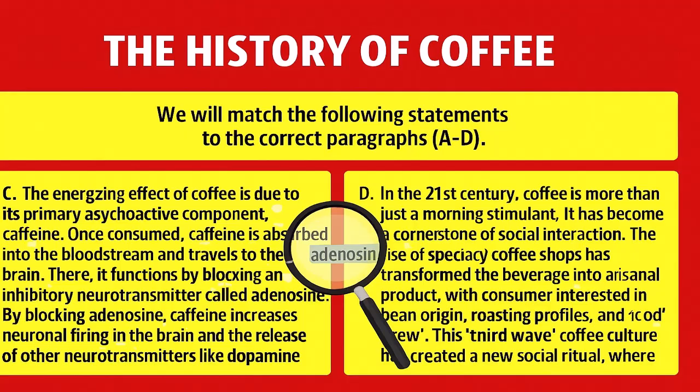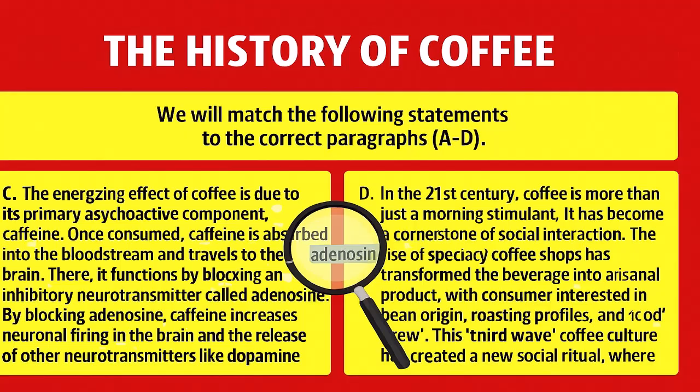I'll read this paragraph carefully. It talks about specialty coffee shops, third wave coffee culture, and gives examples of new brewing methods like pour-over and cold brew. Is this an example of how coffee's role in society has evolved? Yes, it's a perfect example. So the answer to Statement 2 is paragraph D.